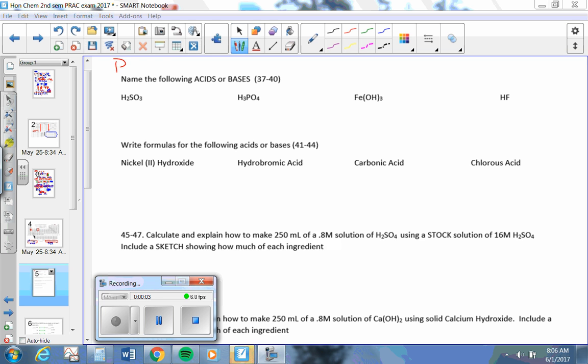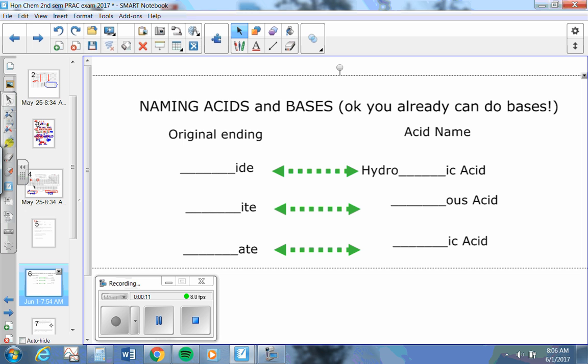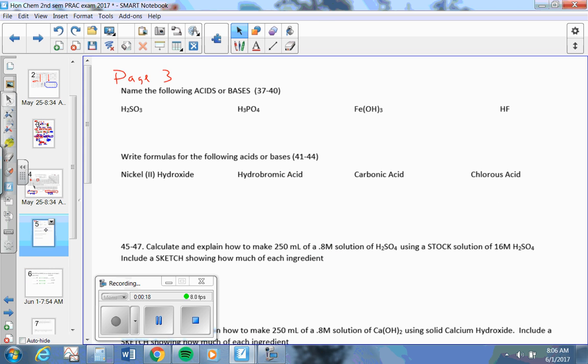Page 3, honors chem exam. It's going to require some naming rules that you hopefully wrote on your periodic table. They'd look something like this idea about acids have special ways of naming, about changing the endings. So when I'm at this part that says, name the following acids or bases, if it starts with an H, I know its last name is acid.